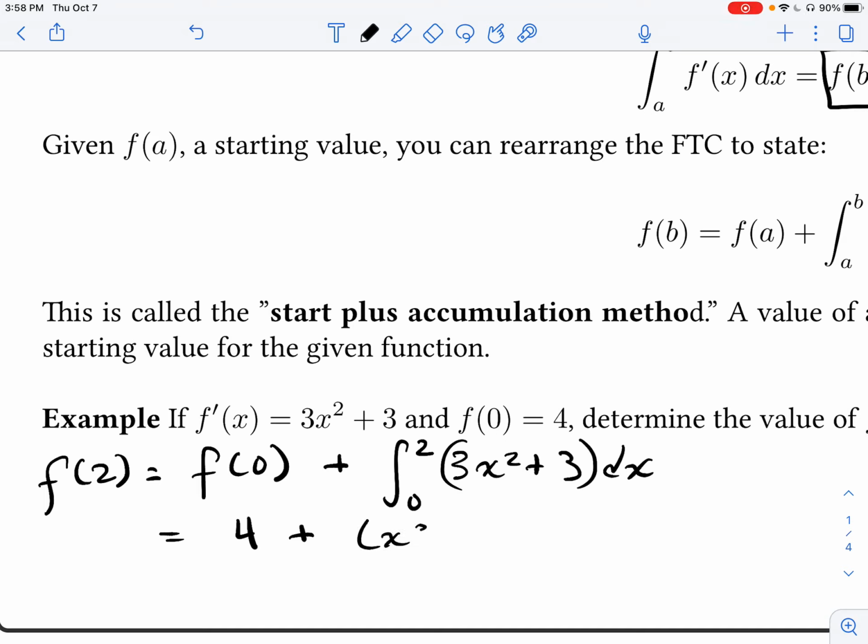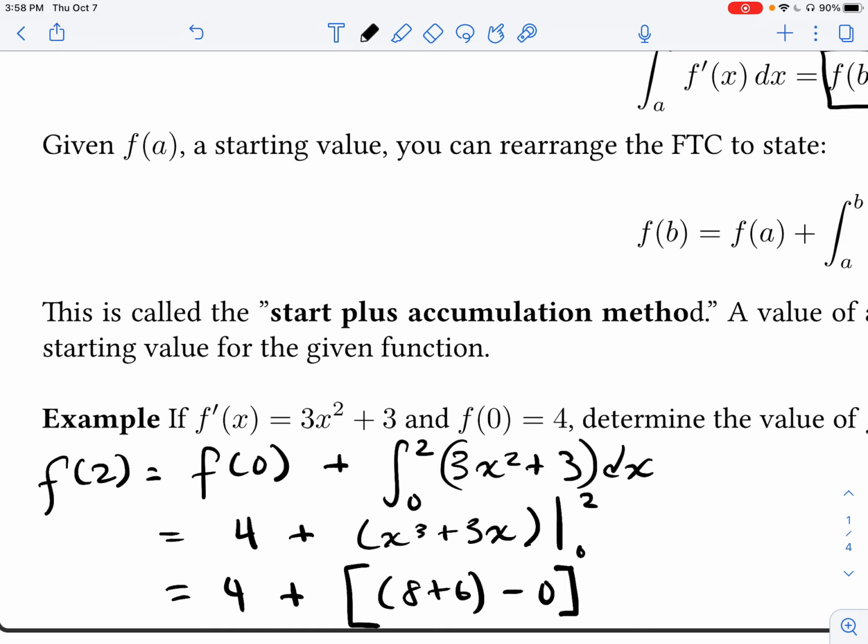That's going to be x cubed plus 3x, or the integral of that. And we're evaluating it from 0 to 2. Well, if I evaluate this integral at 2, that's going to be 8 plus 6. Let me actually just write that, 8 plus 6. Then I'm going to subtract this integral evaluated at 0, and all of that is just going to be equal to 0, and I plug that in. And this comes out to be 18.